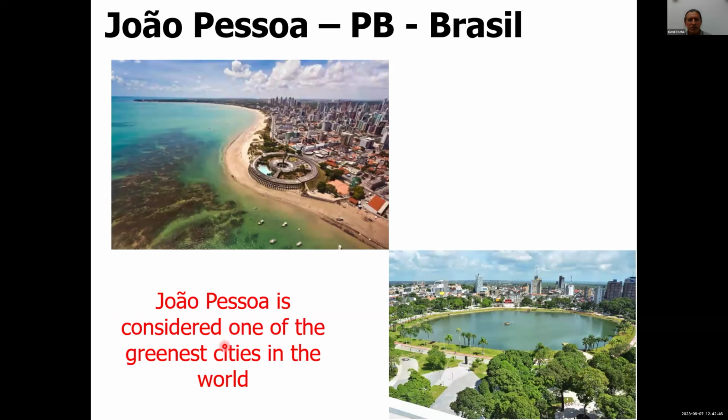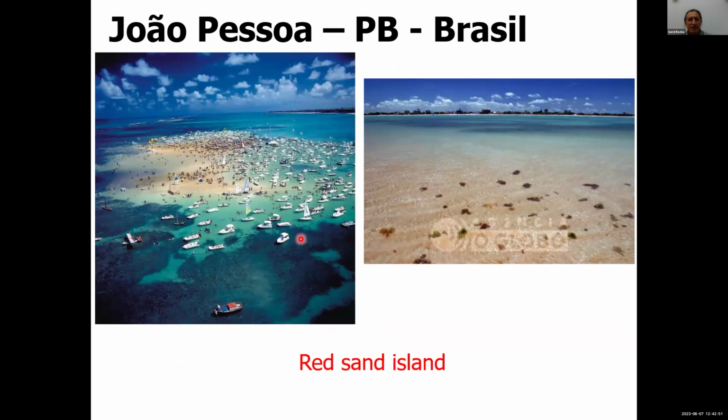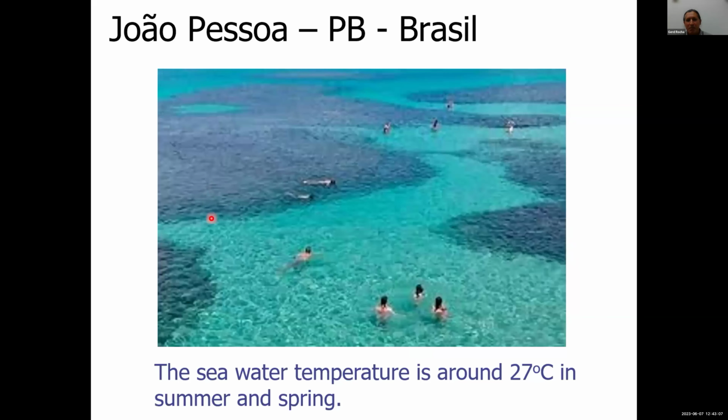And João Pessoa is considered one of the greenest cities in the world. And this is the view of a beautiful place. It's a bank of sand. We sit here eating dry fish in the middle of the ocean. Okay. And the more important thing is the temperature of the seawater is around 27 degrees Celsius. It is a great temperature to enjoy the beach and the summer.